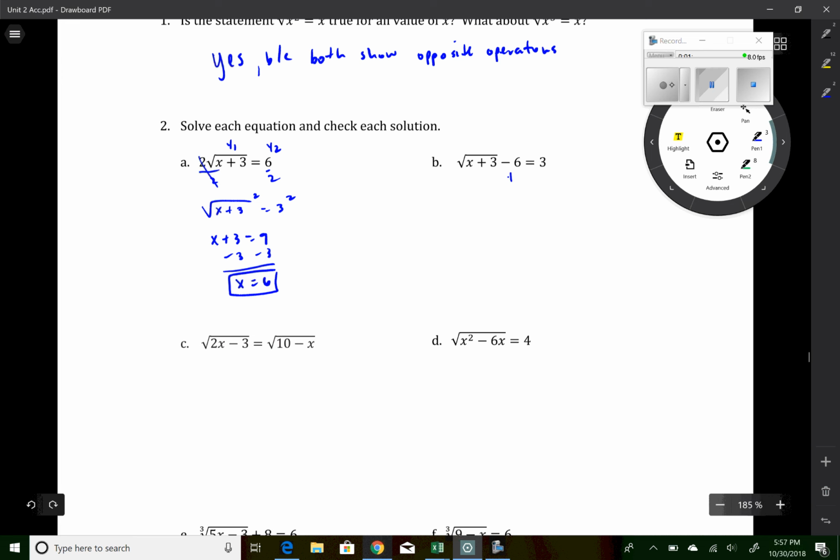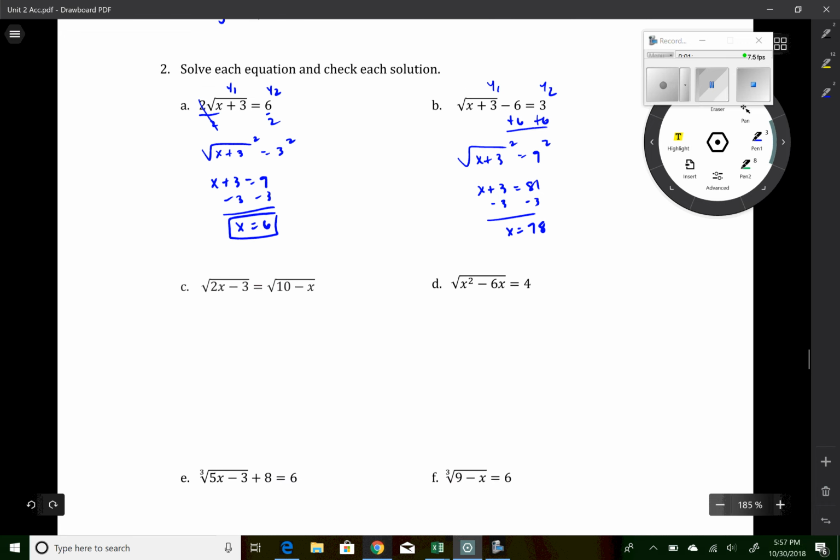For part B, if you add 6 to both sides, we get the square root of x plus 3 is equal to 9. Square both sides, and I get x plus 3 equals 81. Subtract 3 from both sides, and I get x is equal to 78. Again, this checks. If you plug in 78, it works. If you do y1, y2, and check it that way, it also works.